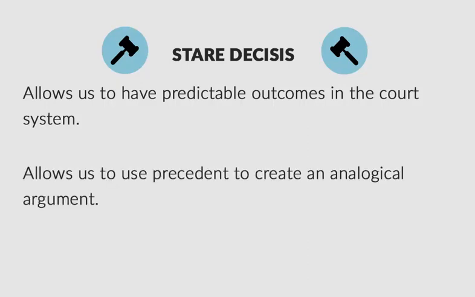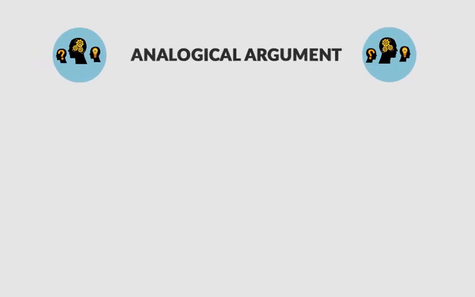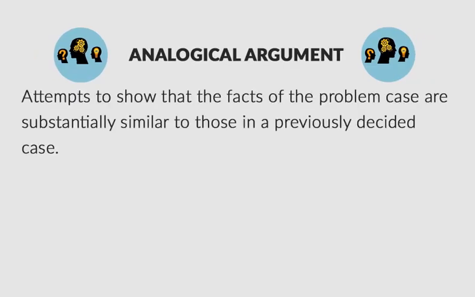It also allows us to use precedent to create an analogical argument. An analogical argument is one that attempts to show that the facts of the problem case are substantially similar to those in a previously decided case. All analogical arguments follow a similar form.